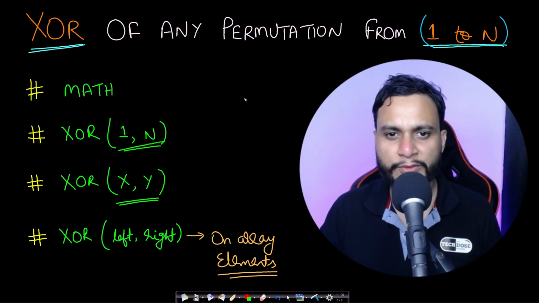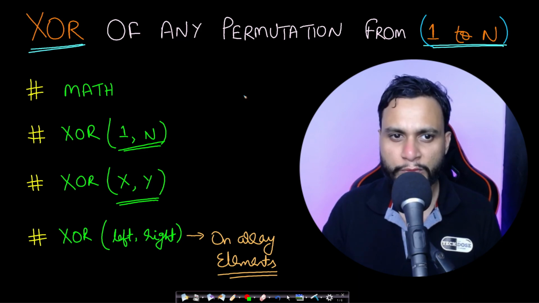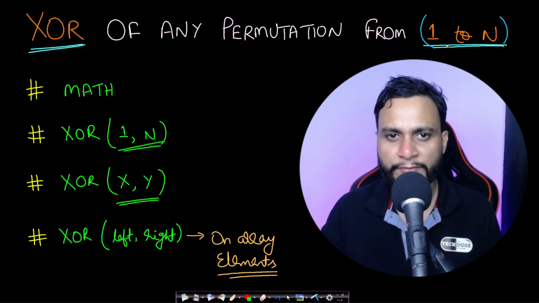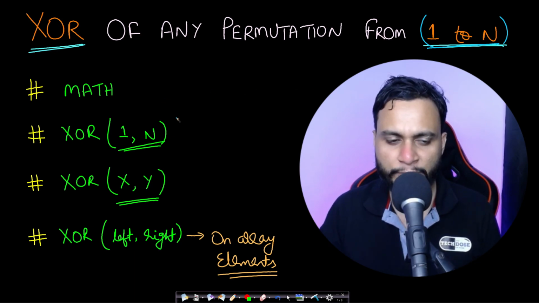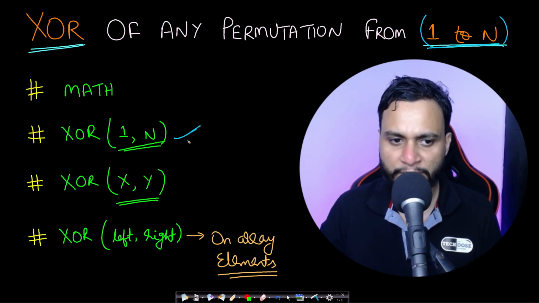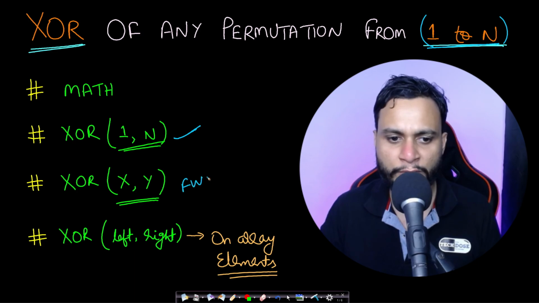Hello guys, welcome back to Techdose, and in this video we will see how to find XOR of any permutation from a given number 1 to n. This is a very important math problem. This will be the first problem which we will be solving, and then we will see two follow-up problems.